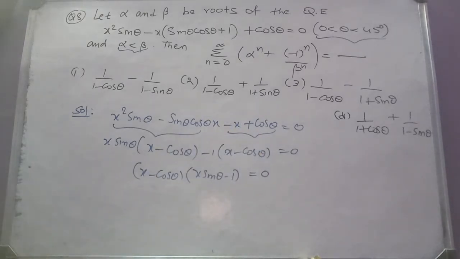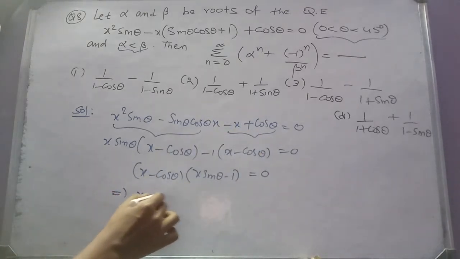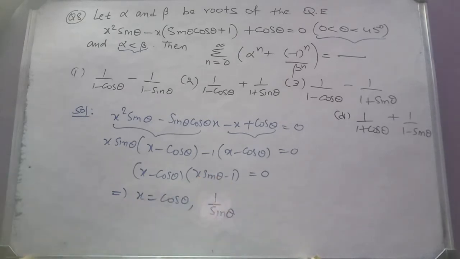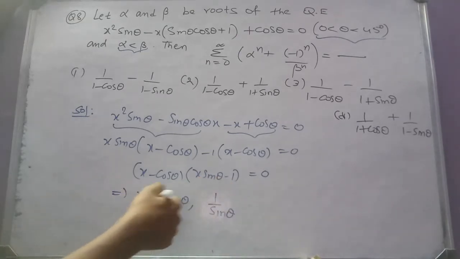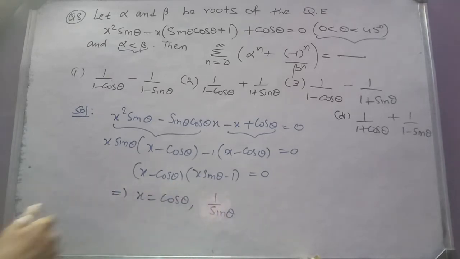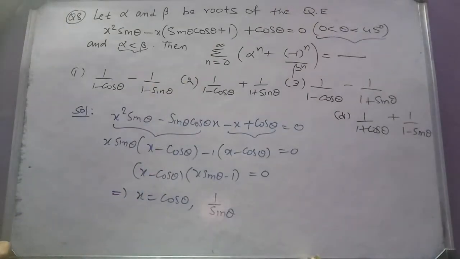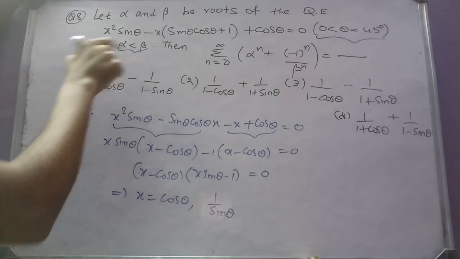So therefore, who are the two roots? From the first one, x is equal to cos theta, and from the second one, x is equal to 1 by sin theta. See, I can't blindly take that this is alpha and this is beta, or this is alpha and this is beta, because they told that theta is between 0 and 45 degrees. And at the same time alpha is less than beta. So the smaller one is alpha and the bigger one is beta.